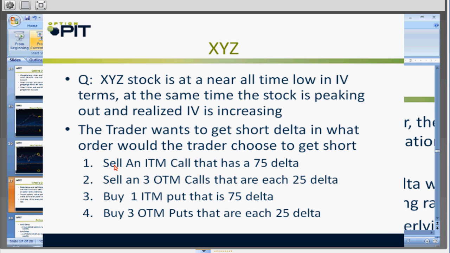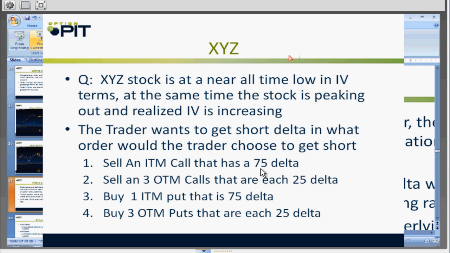All right, so now, here's a little quiz. XYZ stock is at or near a near all-time low in IV terms. And at the same time, the stock is peaking out. And realized volatility is increasing. The trader wants to get short delta. In what order would a trader choose to get short delta?